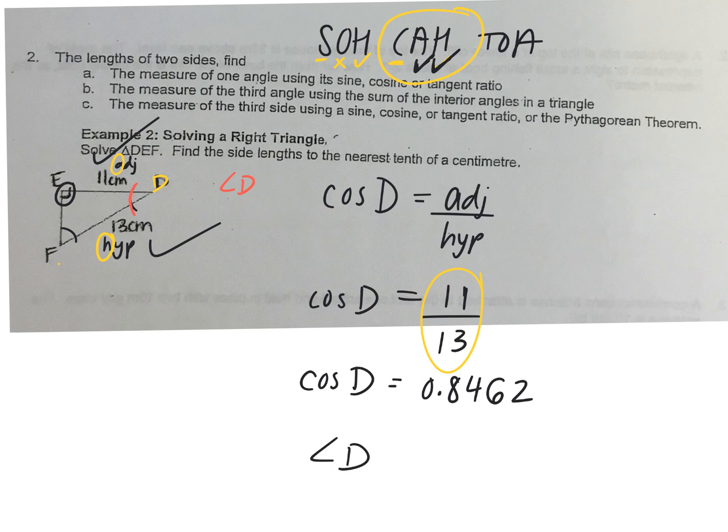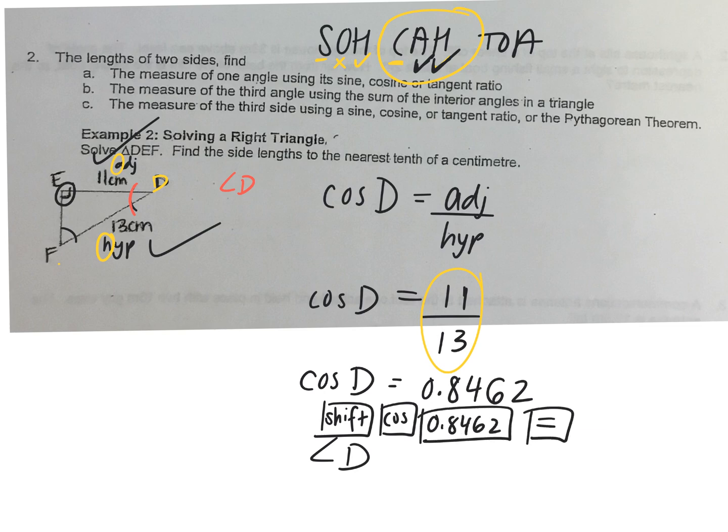So what do you punch in on your calculator? You're going to type in shift cos, or if it's second cos, then you're going to put in the decimal, the ratio, and equals. This might be different on your calculator. It might be the decimal and then shift cos. Then when you hit equals, you should get approximately 32 degrees. Okay, did everyone get 32 degrees for the angle?